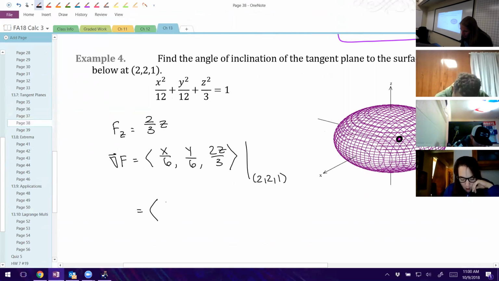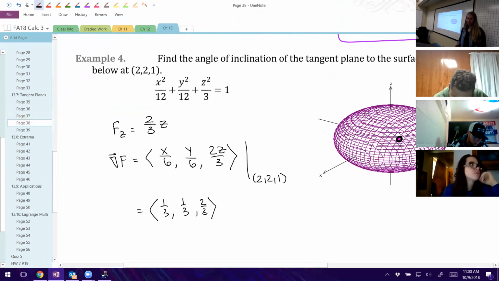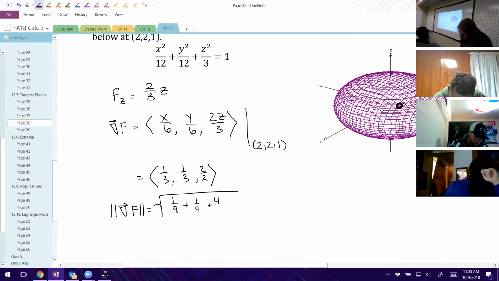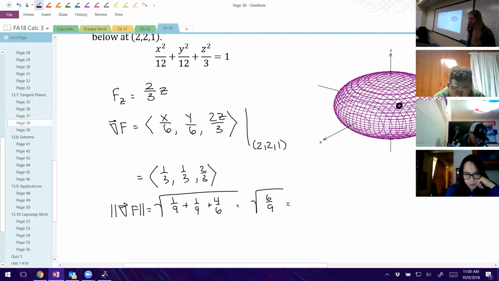So we have 2 over 6 or 1/3, 2 over 6 or 1/3, and then 2/3. Okay. I'm going to go ahead and find the magnitude of that before I go back and plug into my cosine. So 1/3 squared is going to be 1/9, plus 1/9, plus 4/9, or square root of 6/9, which we've got options. 6/9 is 2/3. Yeah, 4/9. You wrote 4/6. Whoops.